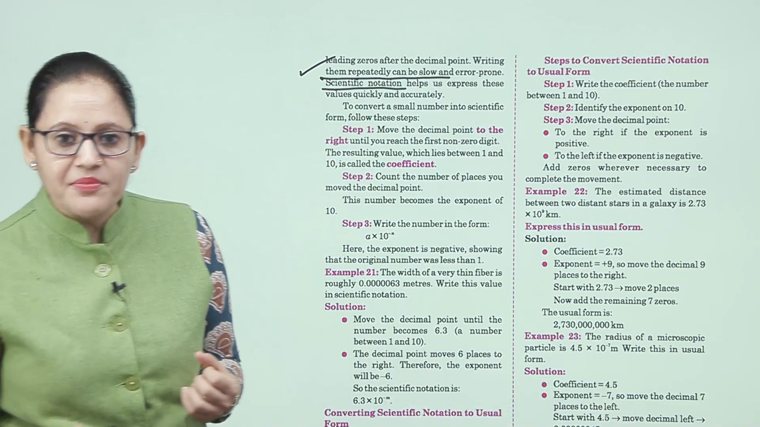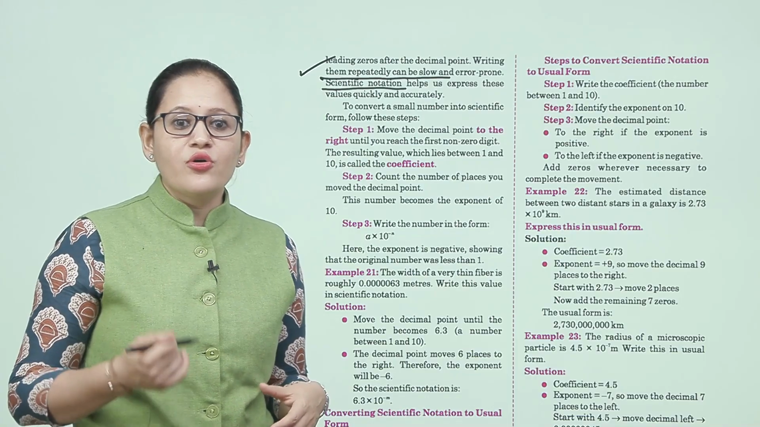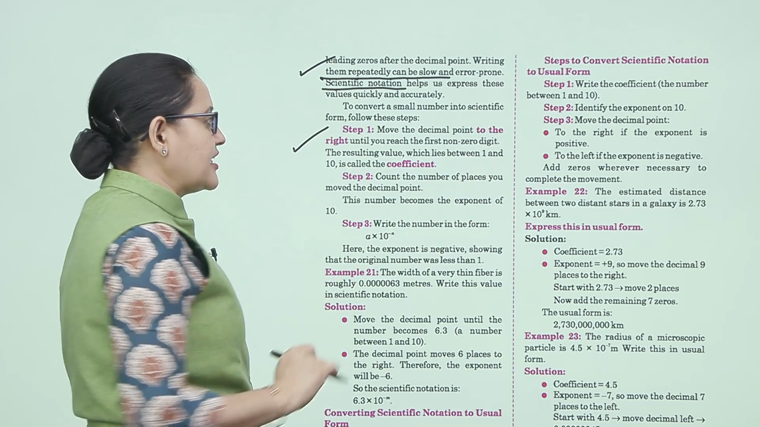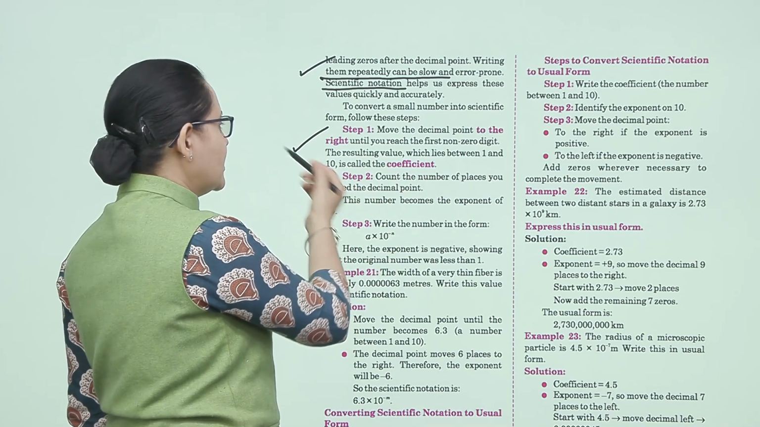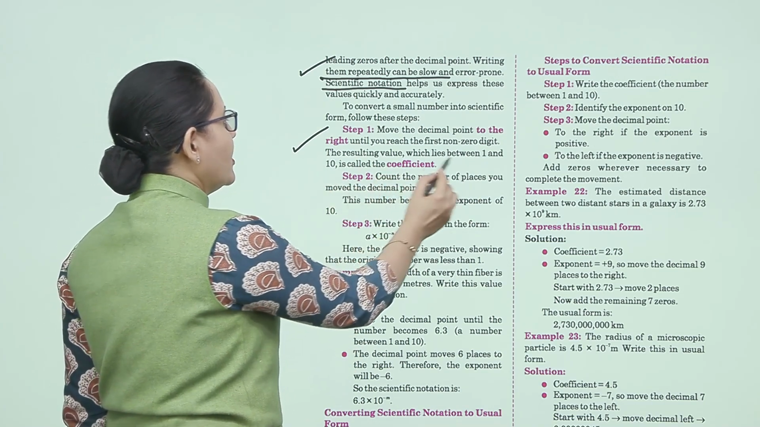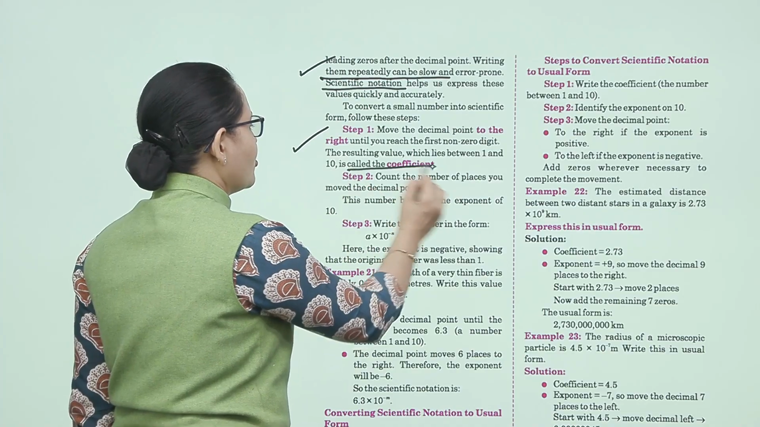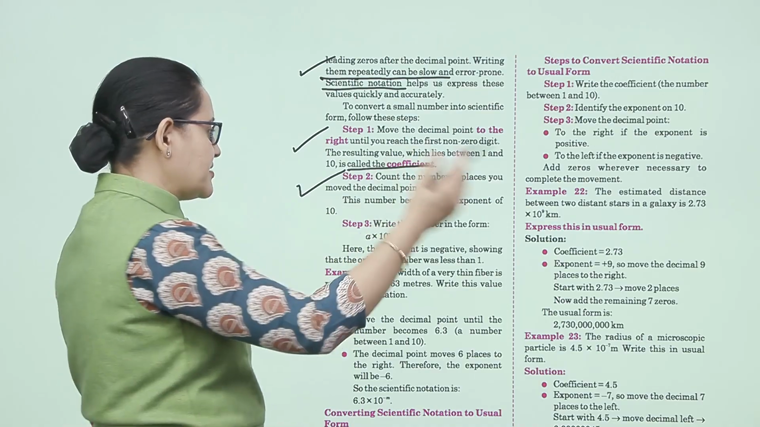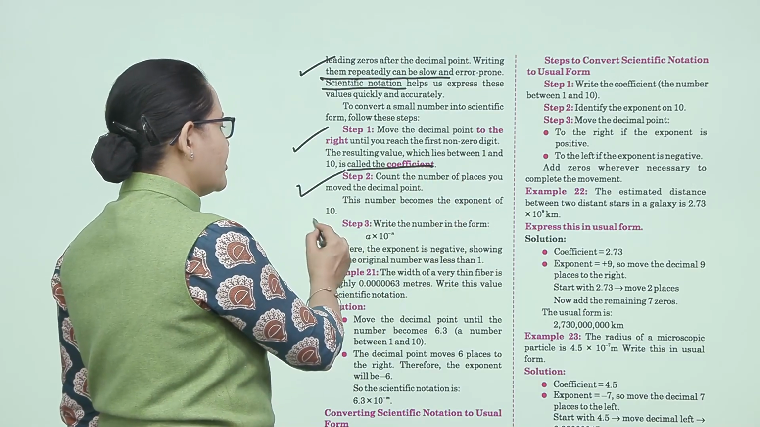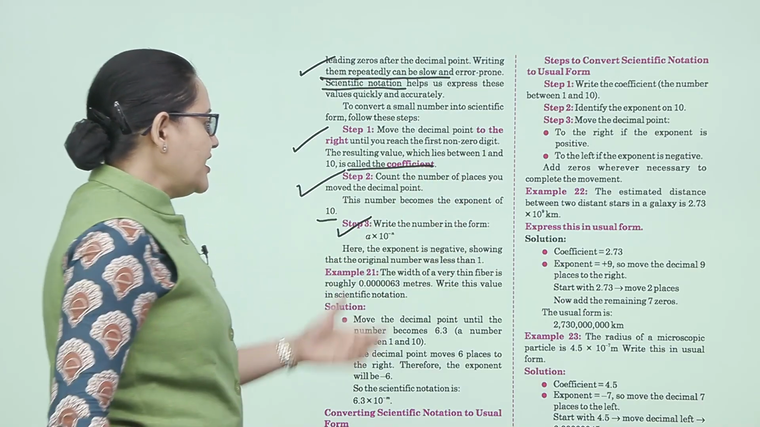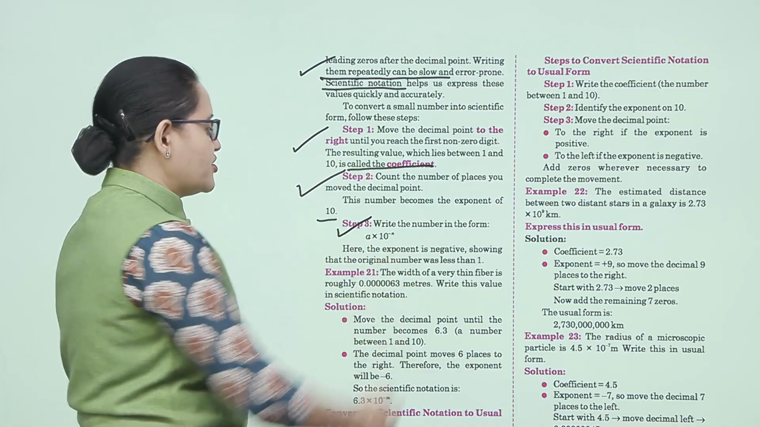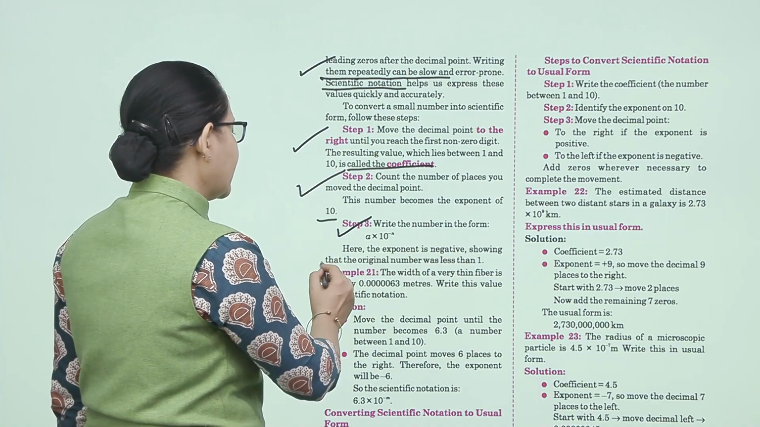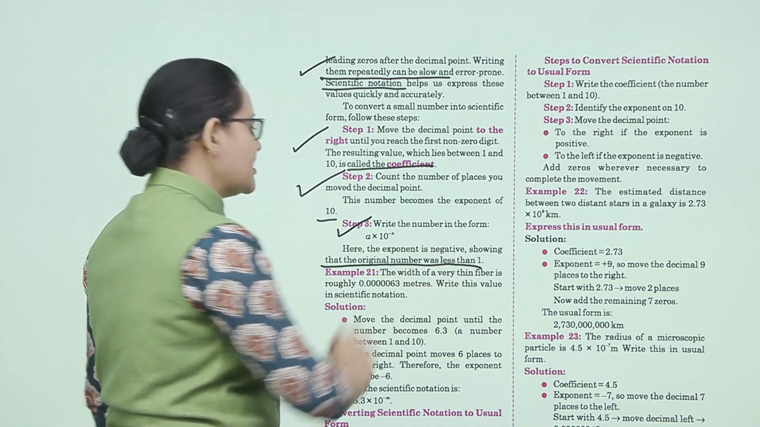To convert a small number into scientific form, follow 3 steps. Step 1: Move the decimal point to the right until it reaches the first non-zero digit. The resulting value, which lies between 1 and 10, is called the coefficient. Step 2: Count the number of places you moved the decimal point. This number becomes the exponent of 10. Write the number in the form a times 10 to the power minus 9, here. The exponent is negative, showing that the original number was less than 1.